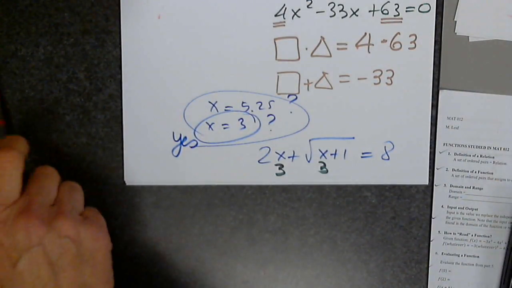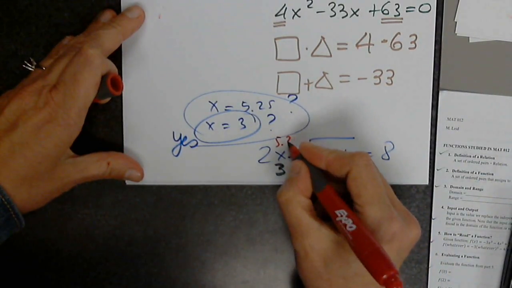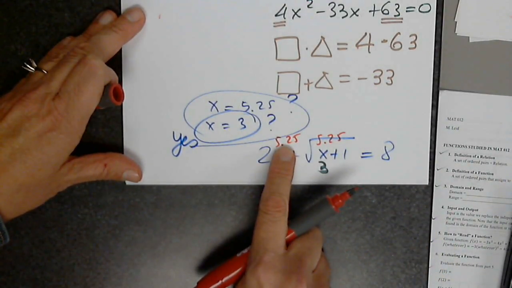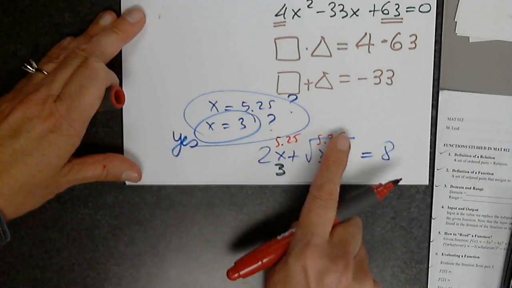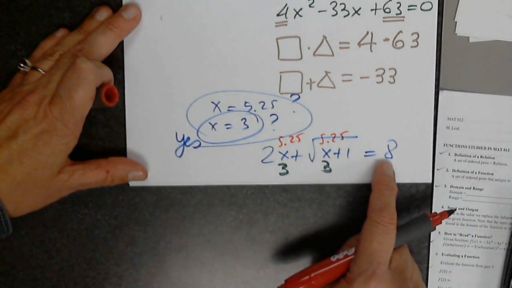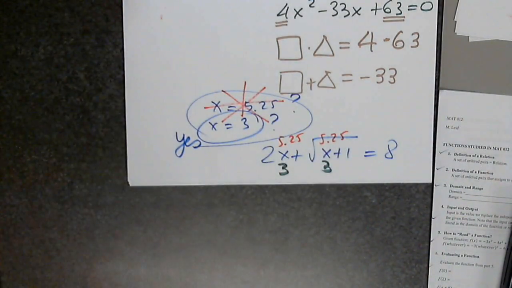But then I see that 5.25 is not going to work. Because when I write 5.25, 2 times 5.25 is more than 10. Plus a positive number. I know the square root is always positive. So 10 plus a positive number cannot equal 8. So that's why I will cross this out and say no. That is that byproduct that I may get sometimes that does not work in the original problem, called an extraneous solution. Any questions?